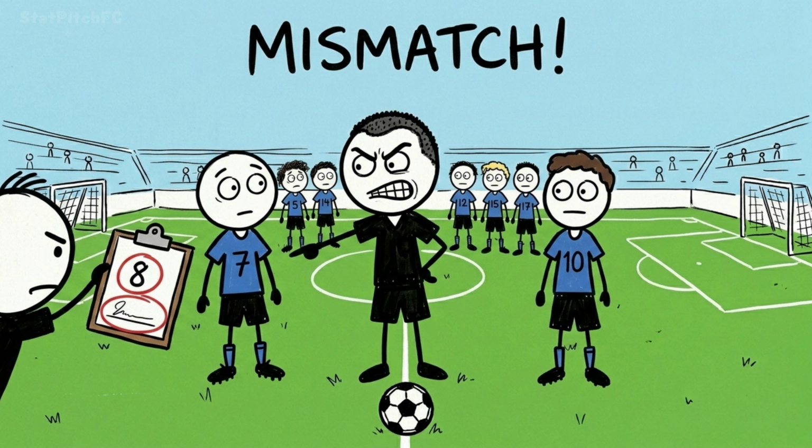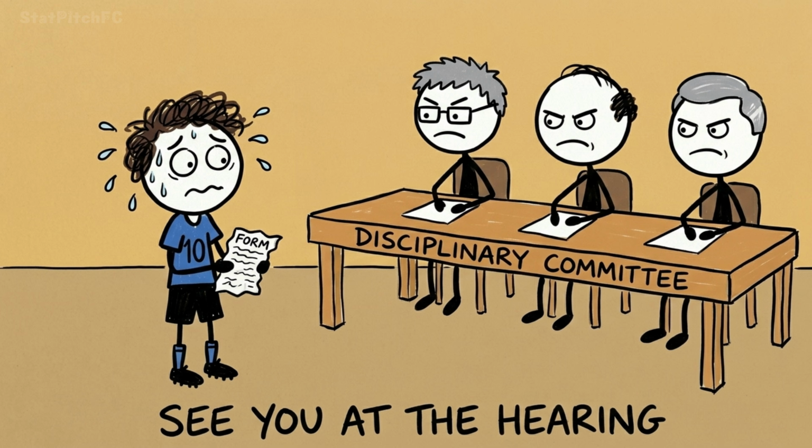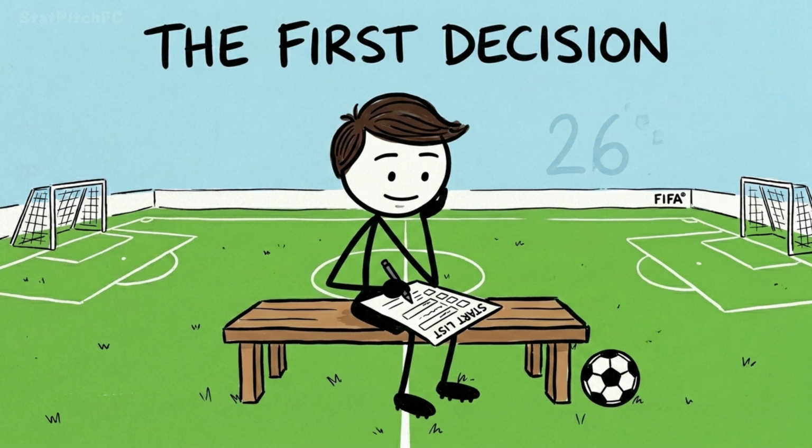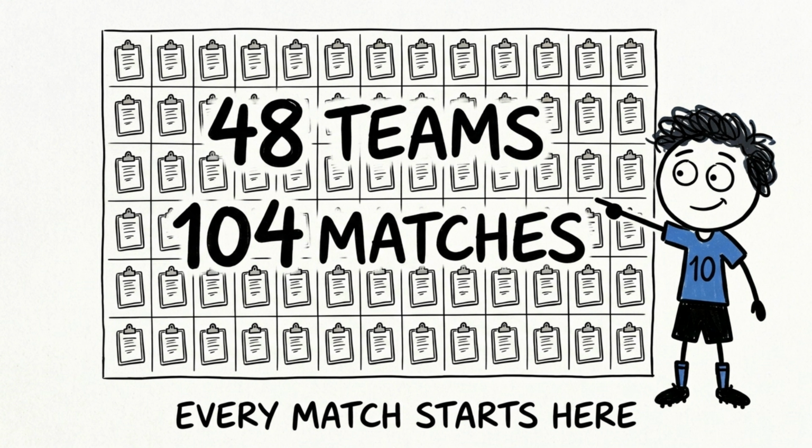Wrong shirt numbers, missing signatures, 11 bodies on the pitch that don't match the 11 on the form. And the whole thing gets shipped off to the FIFA disciplinary committee. Submit late and same story. A clerical error becomes a hearing. At the World Cup 2026, with the rosters expanded and every squad stacked, that 90-minute deadline is where the real first decision of the match gets made quietly, on a form. 48 teams, 104 matches, and every single one of them begins with the same quiet act of paperwork.